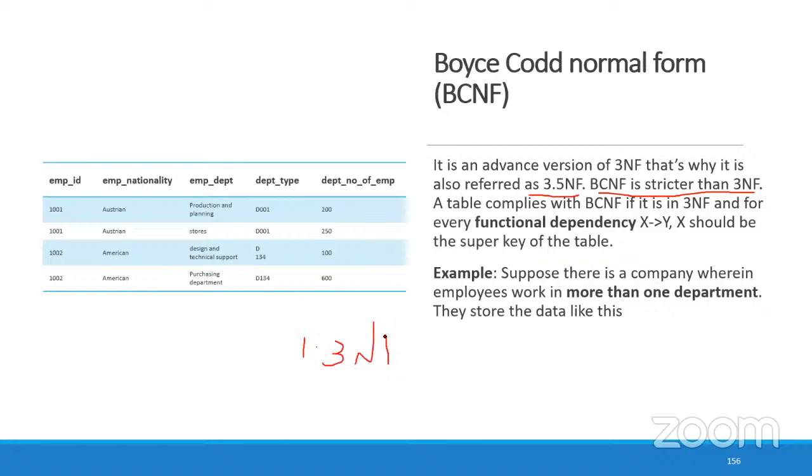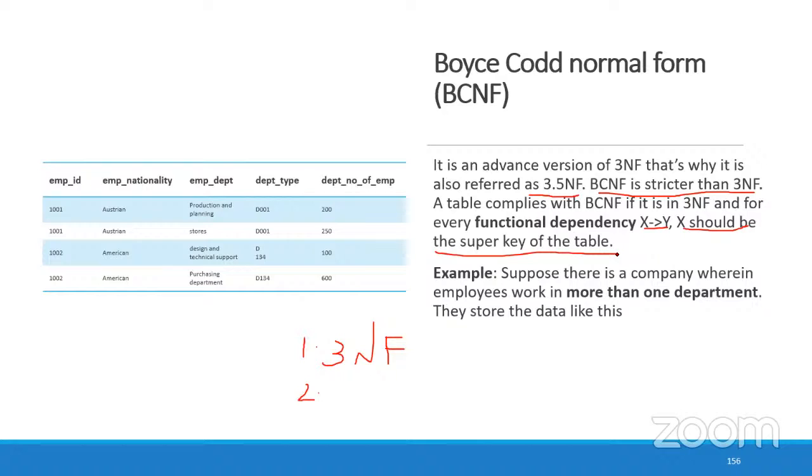After that, if there is a functional dependency, here you can see X to Y, X should be the super key of the table. Okay, X should be the super key of the table. So if these two points are satisfied, then that table is in Boyce-Codd normal form.